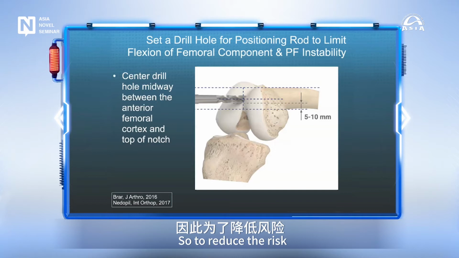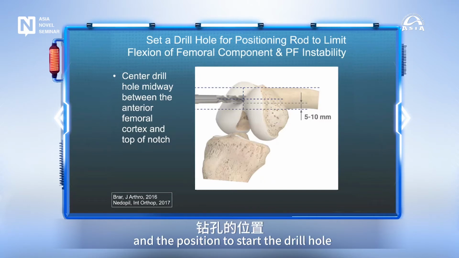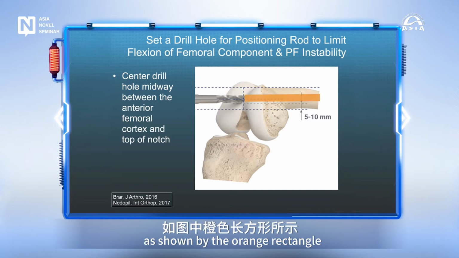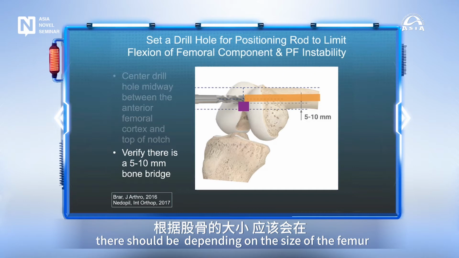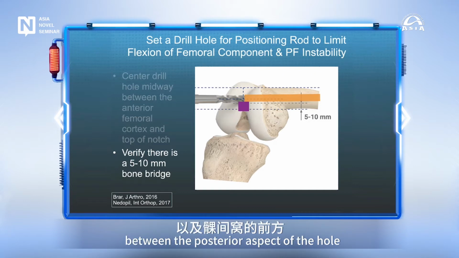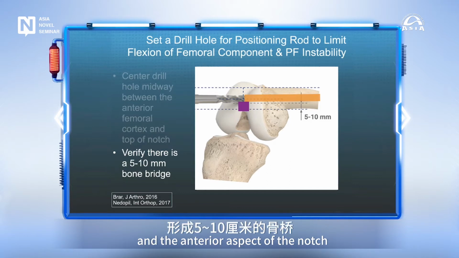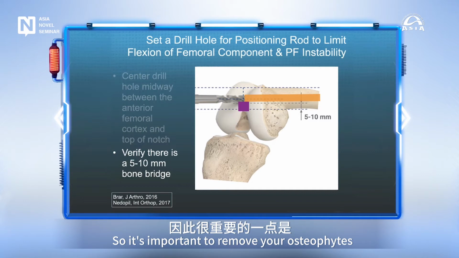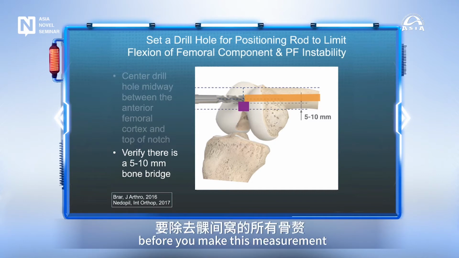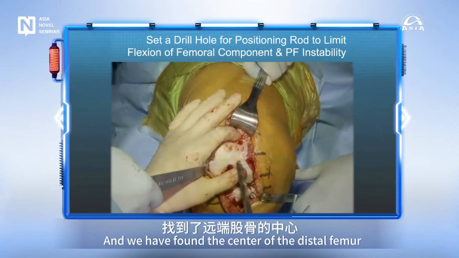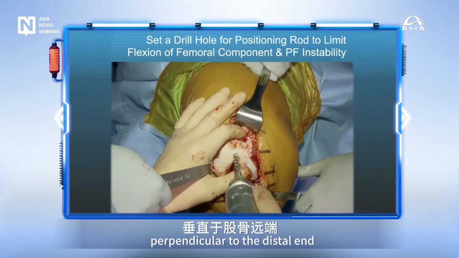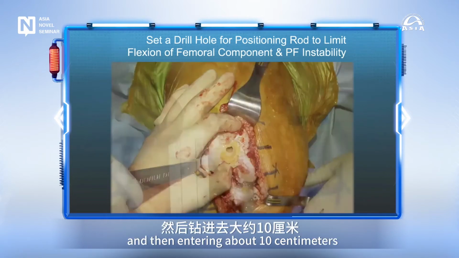So to reduce the risk, we use a schematic here to show the anterior and posterior surfaces of the distal femur, and that the position to start the drill hole is midway between that location as shown by the orange rectangle. And so when it's done right, there should be, depending on the size of the femur, a 5 to 10 millimeter bone bridge between the posterior aspect of the hole and the anterior aspect of the notch. So it's important to remove your osteophytes from the intercondylar notch before you make this measurement. So here we are in the operating room again, and we have found the center of the distal femur, and we're starting our drill hole perpendicular to the distal end, minimizing flexion and entering about 10 centimeters.